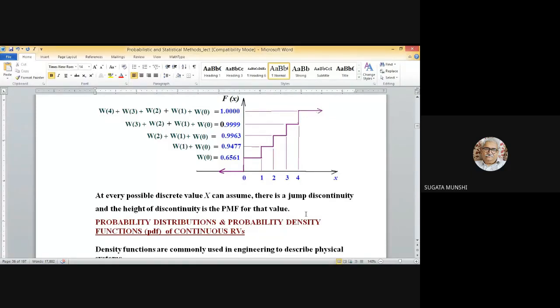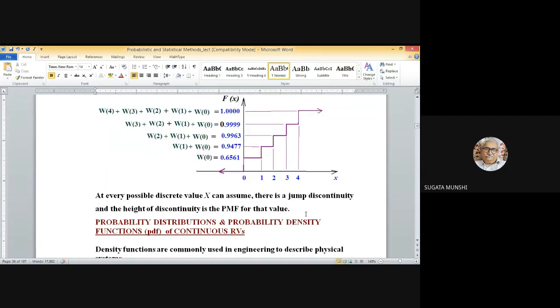There is no question of having the probability mass function, but there will be cumulative distribution function, because the random variable can take on a continuum of values. All possible values over a range, maybe extending from -infinity to +infinity.